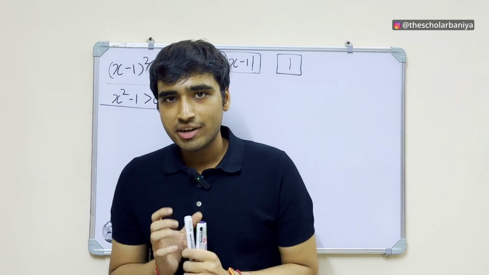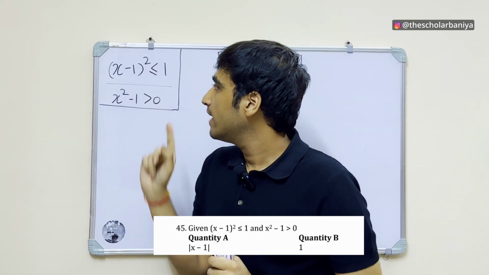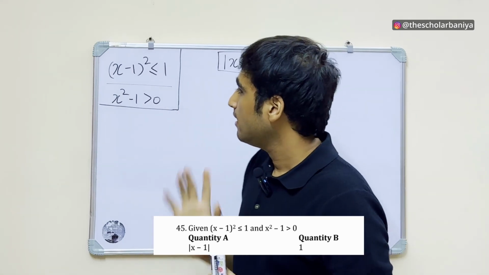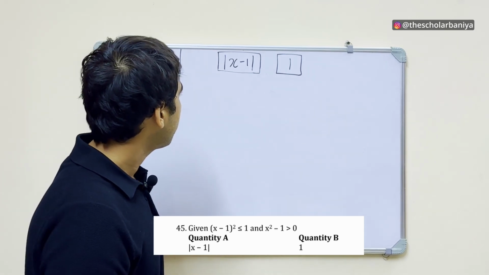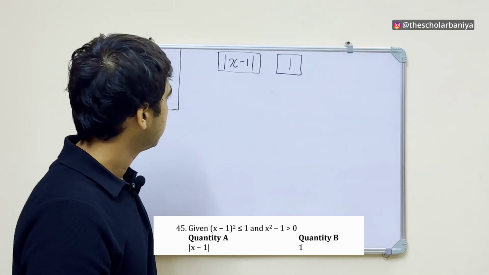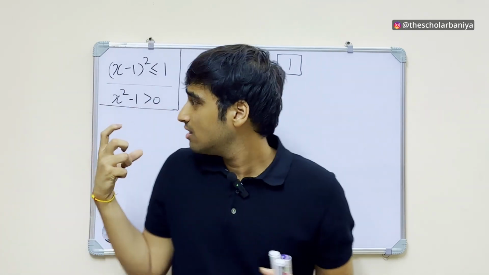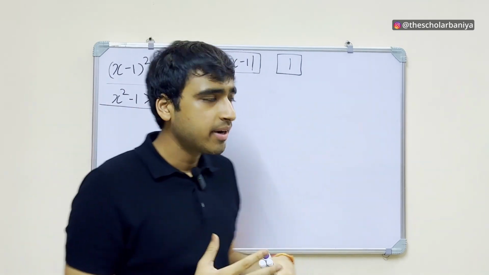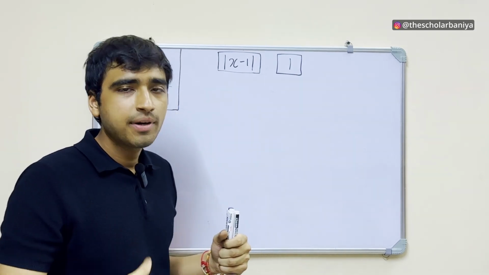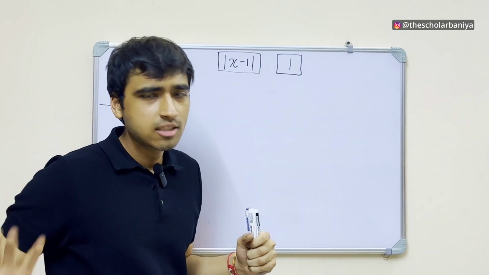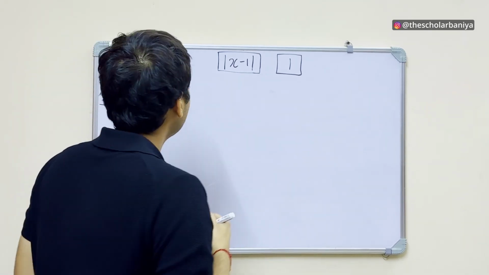So let's move on to the next question, guys. In this question, we are given that (x minus 1) whole square is less than or equal to 1 and x square minus 1 is greater than 0, and we have to compare mod of x minus 1 and 1. There is a simple way to solve this question, but I'll go into a little detail so that you understand the concept, and if you encounter any other complex question, you can easily solve that as well.